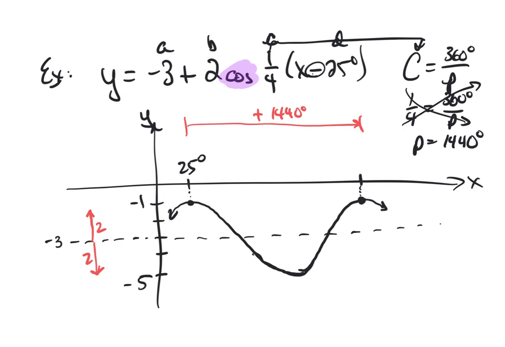Well, where did we start? We started at 25. So if I start at 25 and have to move 1,440, I then end up at 1,465 degrees. Okay?